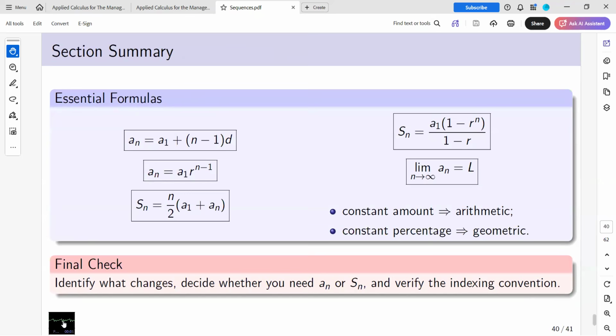These formulas summarize the main tools from the lesson. Model selection comes before substitution. Identify the pattern, decide whether the question asks for a term or a sum, and check the index. A formula used thoughtfully is a tool. A formula used randomly is decorative algebra.